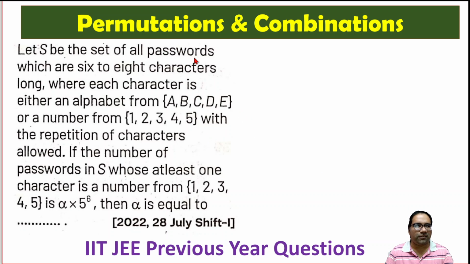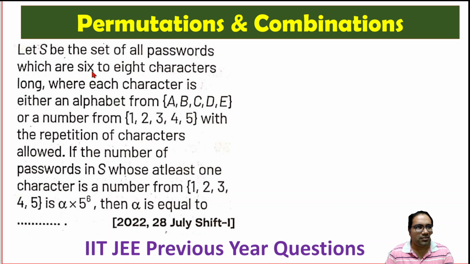Let S be the set of all passwords. What are these passwords? These passwords can be 6 to 8 characters, so the password can be of length 6 or 7 or 8. Each password can be made using an alphabet of 5 letters, that is A, B, C, D, E, or one of the digits 1, 2, 3, 4, 5. And repetition of characters is allowed.